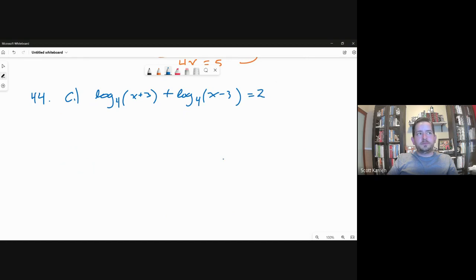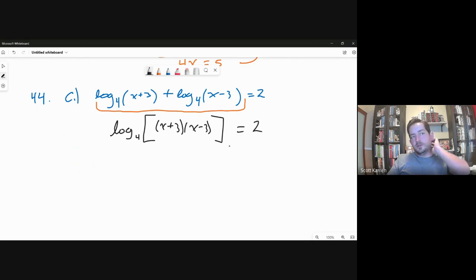equals 2. So I'm going to use the fact that I can rewrite the sum of two logs as the single log of the product. So this on the left-hand side becomes the log, still base 4, of the product of x plus 3 times x minus 3. And that's still equal to 2. Now that I have a single log on the left-hand side, I can rewrite this as an exponential equation. So that is 4 gets raised to the 2, and that's equal to this expression inside, x plus 3 times x minus 3.